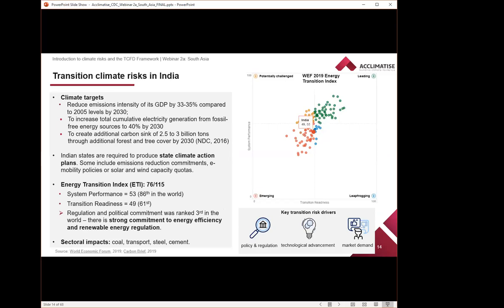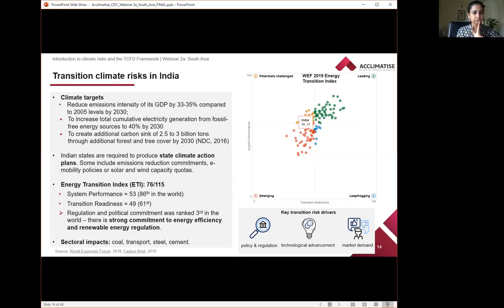All right, thanks, Anu. So now turning to transition risks and first looking at India. We see that India has evidence of all three transition risk drivers, so changes in policy and regulation, technological advances, and changes which are offering good alternatives to fossil fuels, and changes in market demand. We see that in India's published NDC, the government has made commitments to reduce its emissions, reduce fossil fuel electricity generation, and increase carbon sinks, importantly.